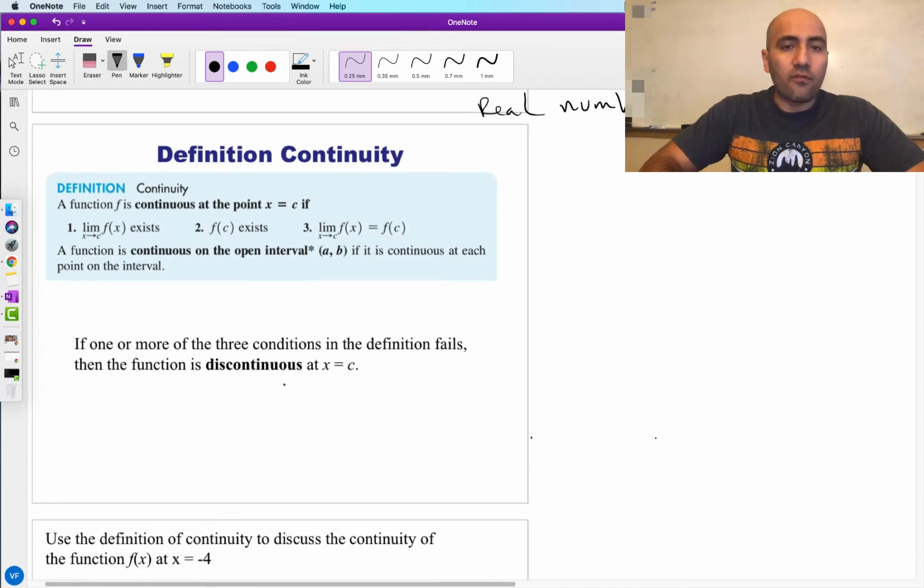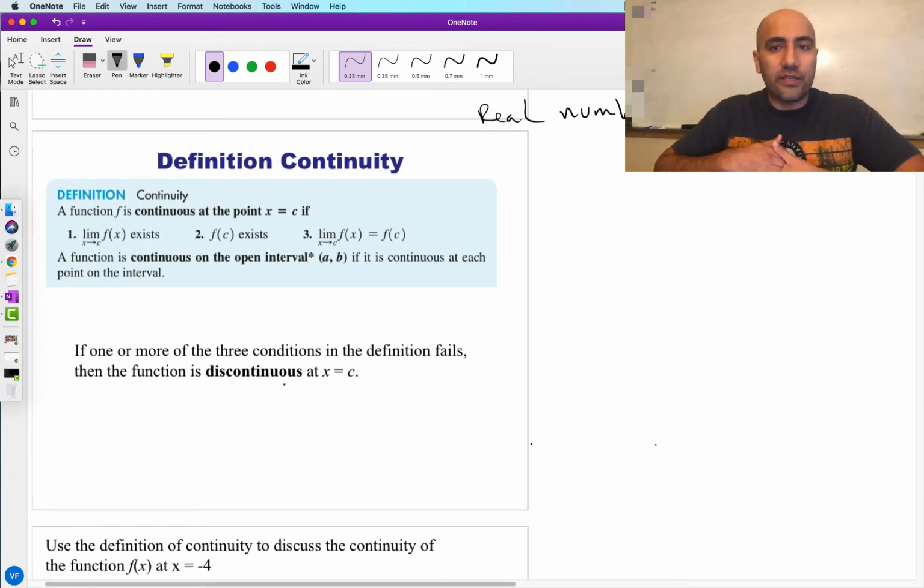Okay, so a more formal definition of what continuity is. A function f is continuous at a point x equals c if, 1, the limit as x approaches c of f of x exists, 2, if f of c exists, 3, that the limit as x approaches c of f of x equals f of c. They have to be equal to each other.